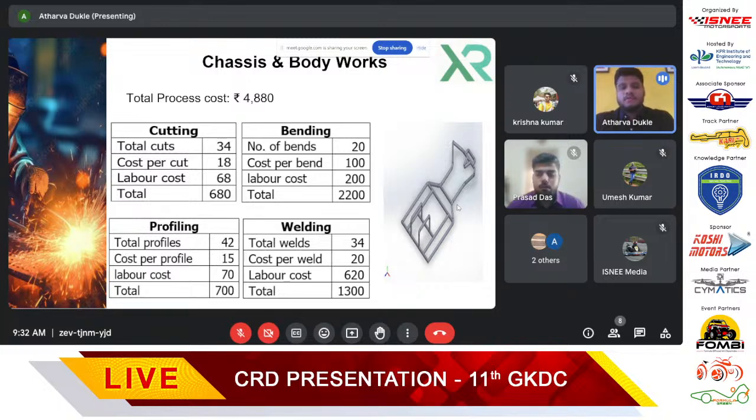It was then sent for bending to a nearby workshop. After procuring the parts, after the bending was done, we did the profiling of the parts so that while mating the parts for welding, the surface contact between the circular cross section and the flat section of the pipes is perfect. After the profiling was done, we carried on with the welding. The cost breakdown of all the mentioned processes has been given here. The total process cost of this was 4,880 rupees.